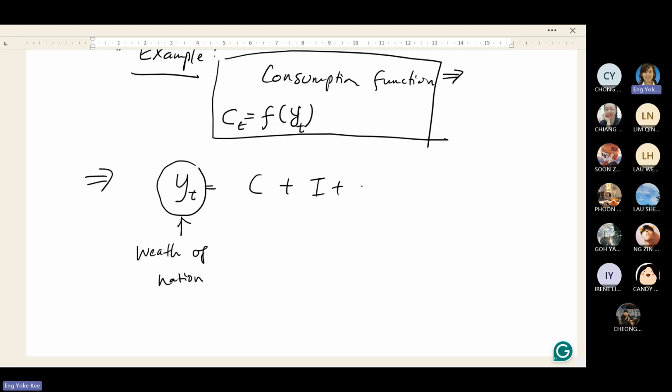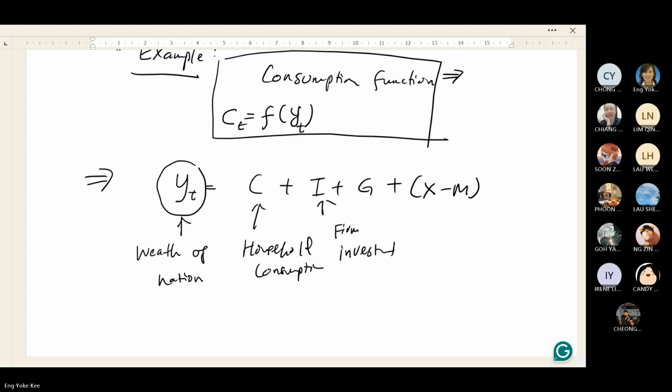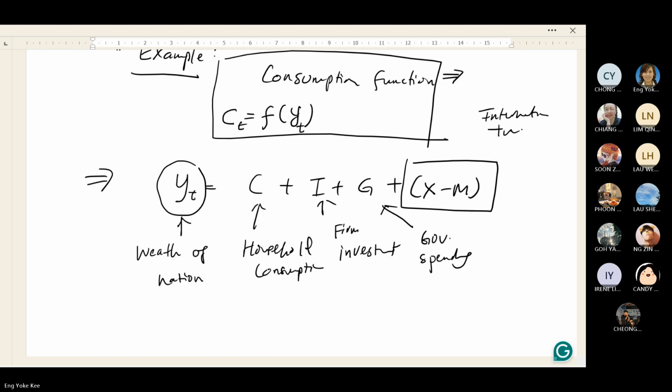From your basic economics paper, you learn about an identity: the income of a nation is determined by C plus I plus G plus X minus M. Very simple. This is your household consumption. This is your firms' investment. This is your government spending. This part is more on international trade, where you engage in export and import, how much you export and how much you import.